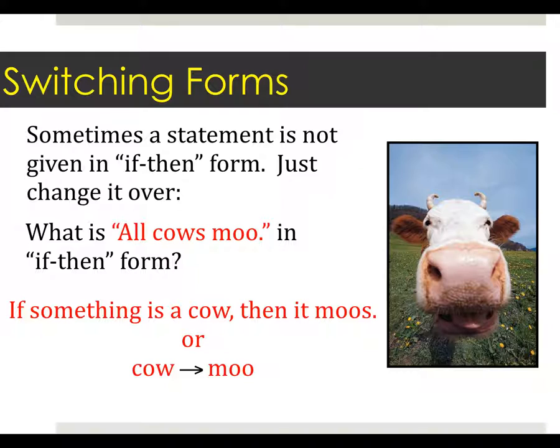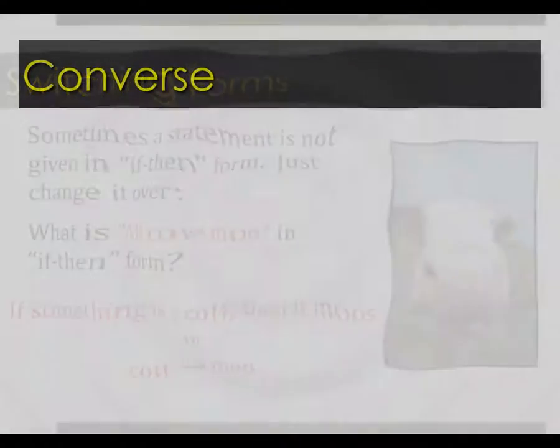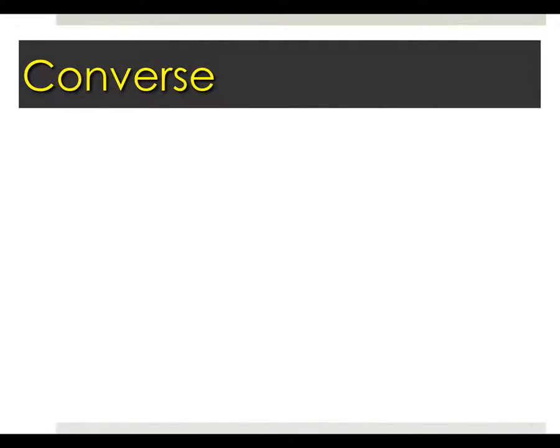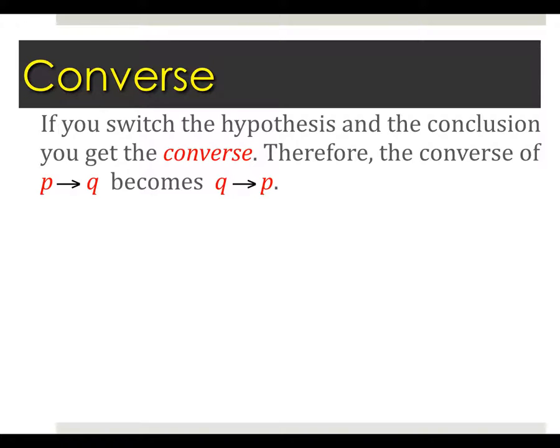You have to be careful with what you start with. Remember, in this case, we're starting with cows and we're getting moos. You may have to also go from if-then form to this all form. And again, you have to be able to identify what we're starting with, because it will change depending on the problem. Okay, now things get weird. So if we have a statement P implies Q, we can switch the order. So instead of doing P implies Q, we get Q implies P. That's called the converse. The if statement becomes the then statement and the then statement becomes the if statement.